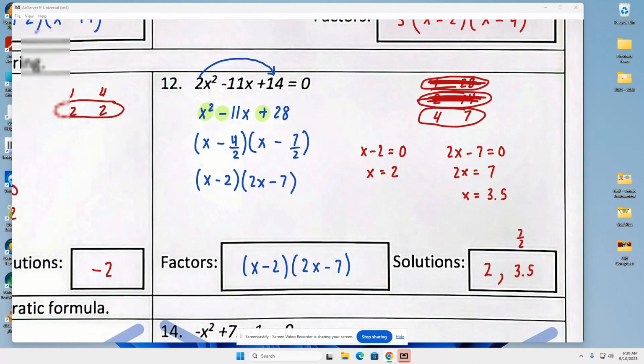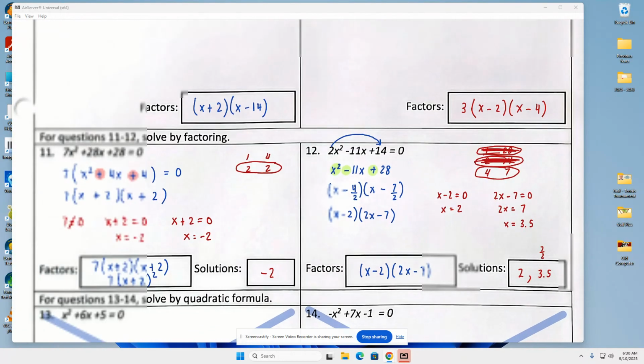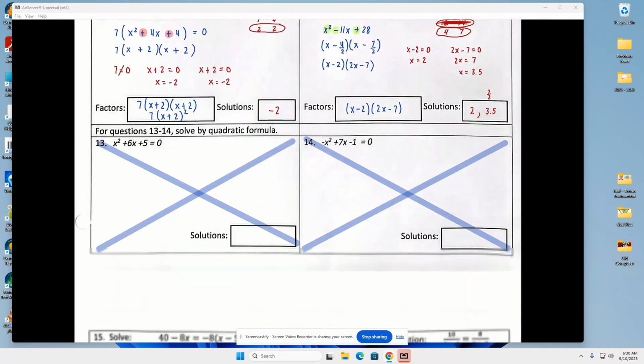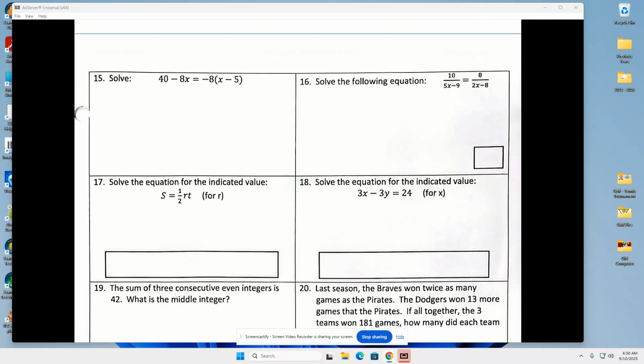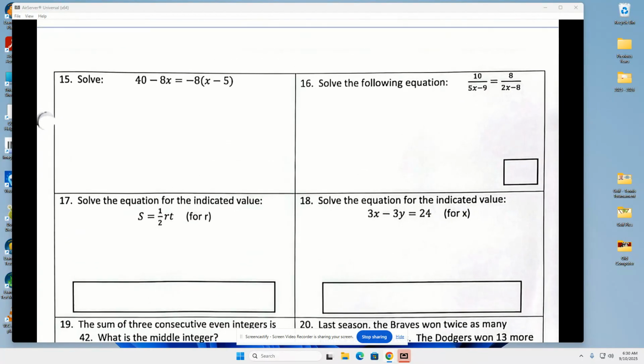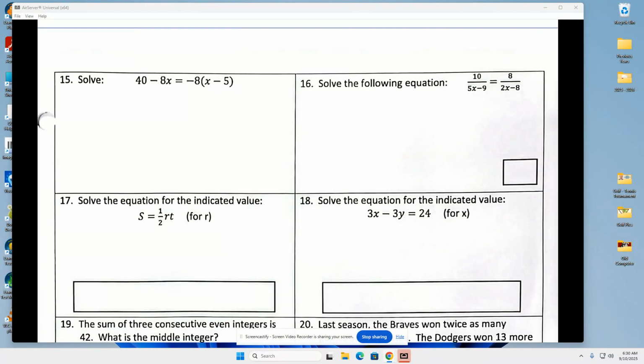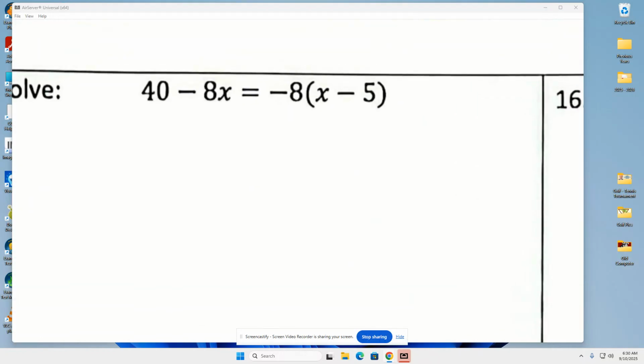Okay? All right, so there is factoring and solving. Last couple of problems are just solving equations. So I'm going to go pretty fast because I'm at 35 minutes. I need to finish this off in 10. So first of all, let's solve this one.